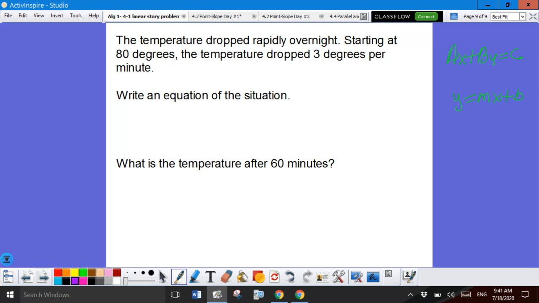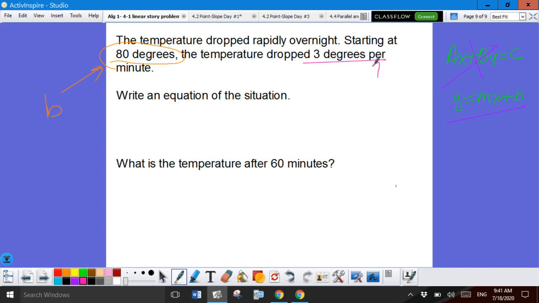The temperature dropped rapidly overnight. Starting at 80 degrees, the temperature dropped 3 degrees per minute. Write an equation of the situation. Well, I don't see two things in a total, so I know it's not the ax plus by equals c. So I'm pretty sure I'm looking at a slope and a y-intercept. If I think about which one is the constant, or my beginning point, I started at 80. So that's my b.